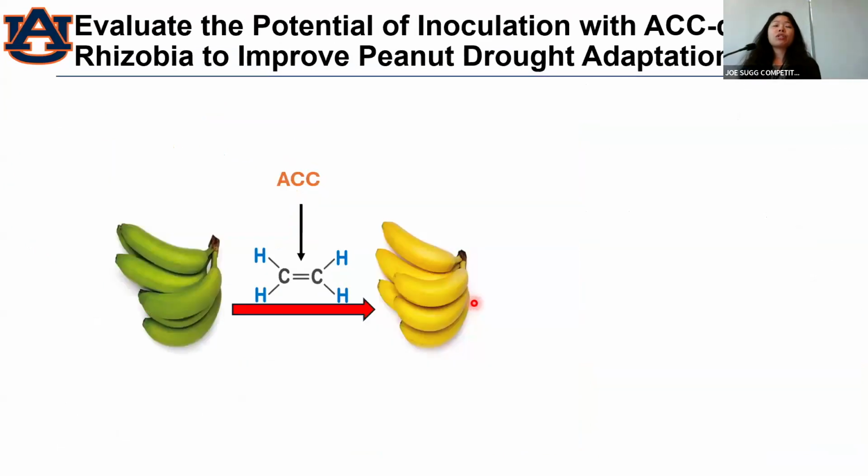So in this research, we're trying to explore how ACC deaminase rhizobia can improve peanut drought tolerance by altering the ethylene production pathways. In the plant, there is a hormone called ethylene. Most of you probably know it from fruit ripening, used for ripening bananas and other fruits. And ACC is the immediate precursor for ethylene.